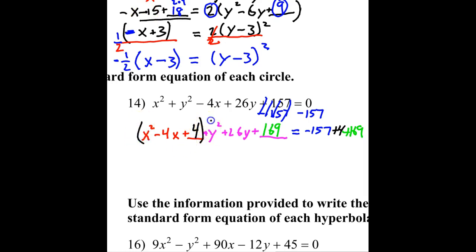So these 3 and these 3 will now factor to x minus 2 squared and y plus 13 squared. On the right-hand side, do the arithmetic, and this will come out to equal 16.